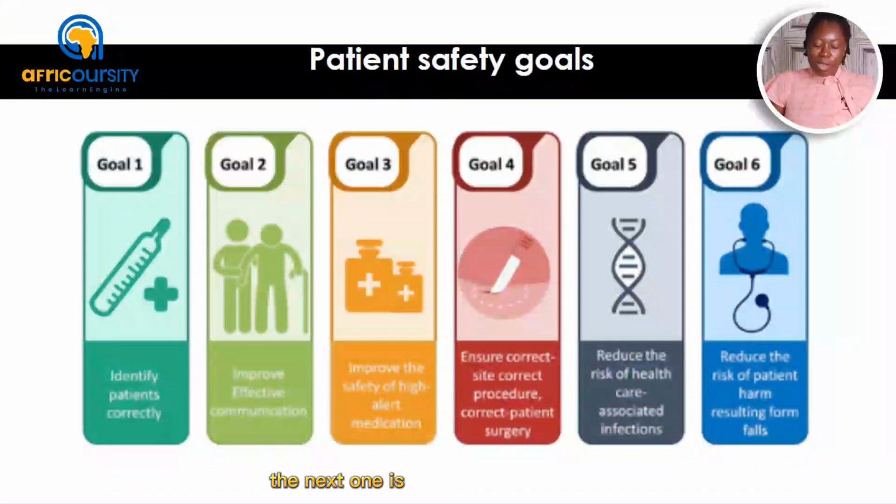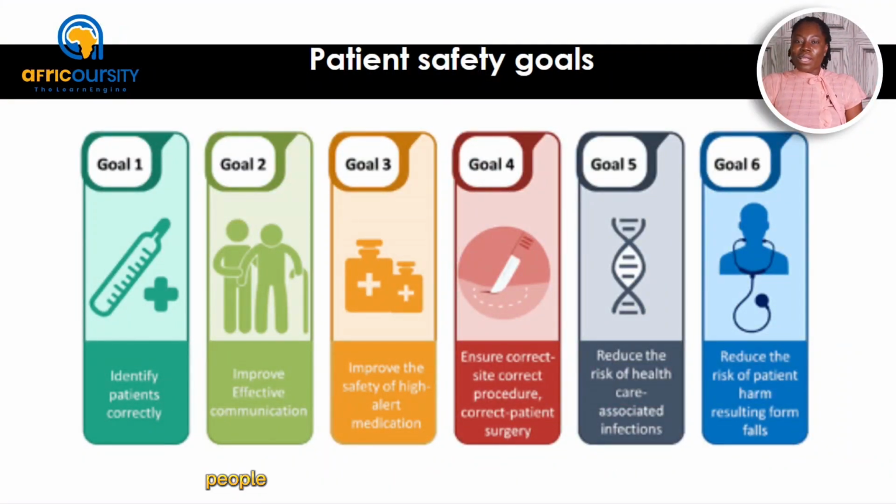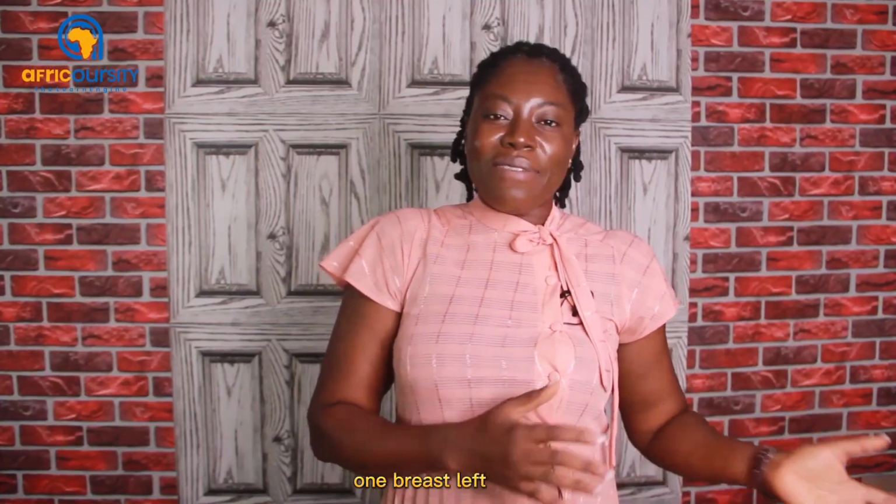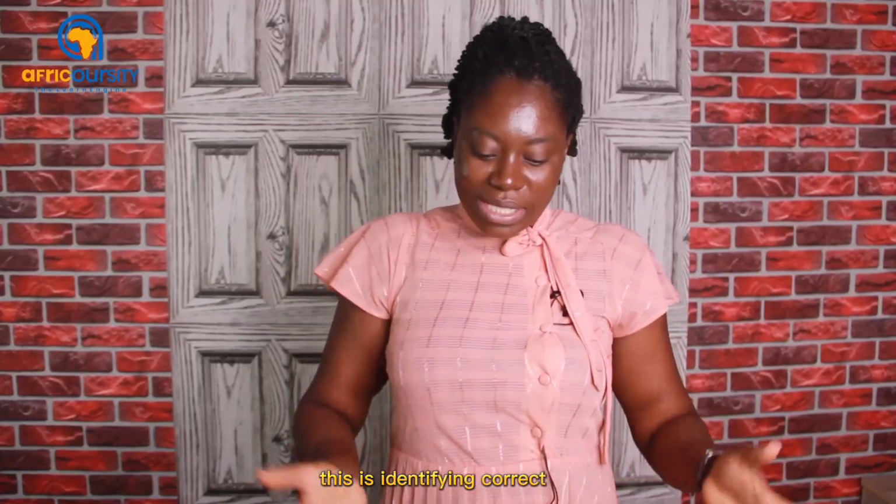The next one is correct side of procedures. I know of cases where people are supposed to have surgeries on their left hand and it goes to the right. They are supposed to cut one leg and it goes to the other. By the time you realize, you are doing both, one breast, left breast, and you are going to the right breast. So this is identifying the correct side.